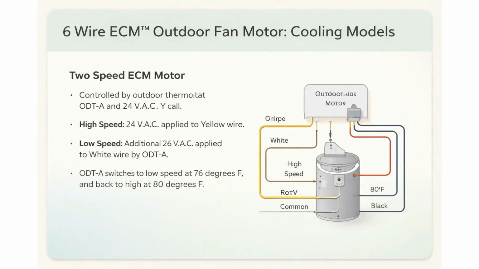Now let's examine the 6-wire variable speed outdoor fan motor. On cooling models, this is a 2-speed ECM controlled by the indoor thermostat's Y-call and an outdoor thermostat, known as ODTA. When the indoor thermostat sends 24 volts AC to the motor's yellow wire, it runs on high speed. To switch to low speed, the outdoor thermostat applies an additional 24 volts to the white wire. This switch to low speed happens when the outdoor temperature drops to 76 degrees, and it reverts to high speed at 80 degrees.